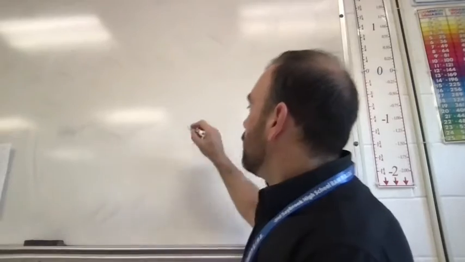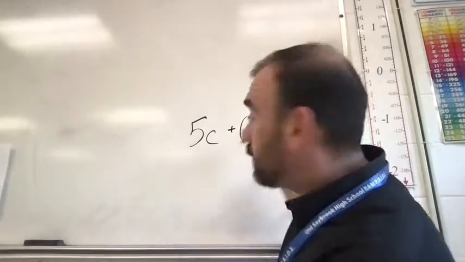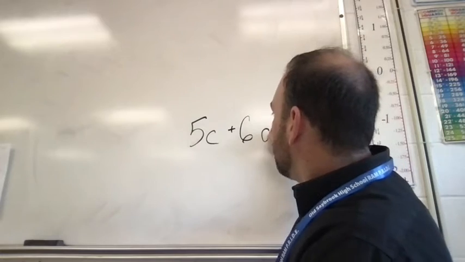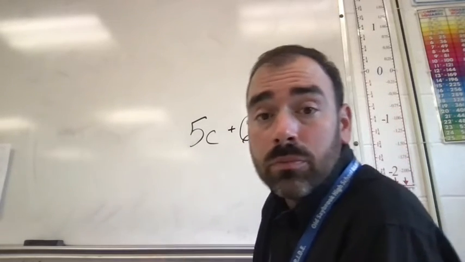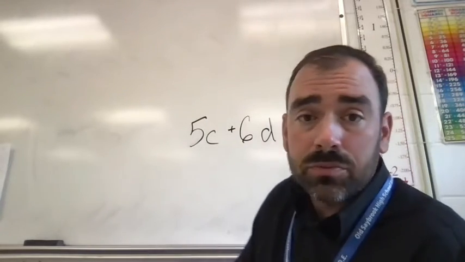So we'd be doing 5C, okay? Plus $6 for each one-topping pizza. They said they used D for that. I don't know why. Why D? But they did. And our grand total for that, we don't know. So they said they used T for the total. That's our equation.